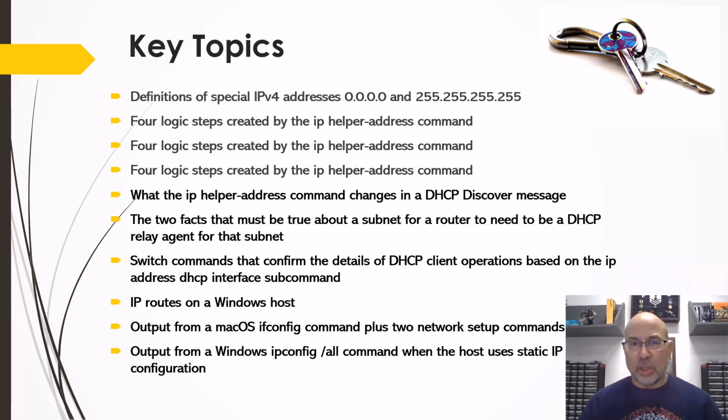So it's a long list of things, but some of the key takeaways from this page, right? We've got some very special addresses that we're going to go over. I'll show you those in packet capture. A lot of stuff on the IP helper command or the IP helper address command, and then what that changes in a DHCP discover message or in the DHCP exchange. And then we'll talk about, especially when we get to the questions, what has to be true if you're going to get a relay agent to work. And so then we'll talk about some of the stuff that we see on hosts.